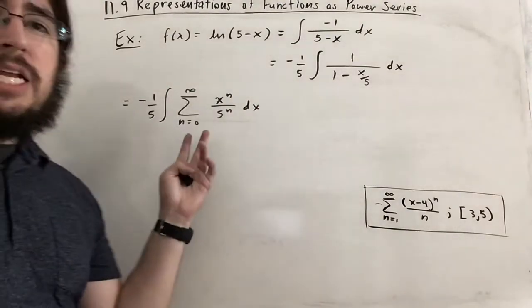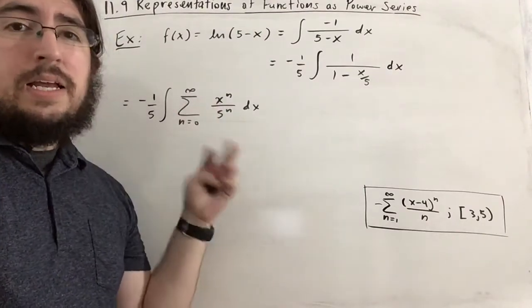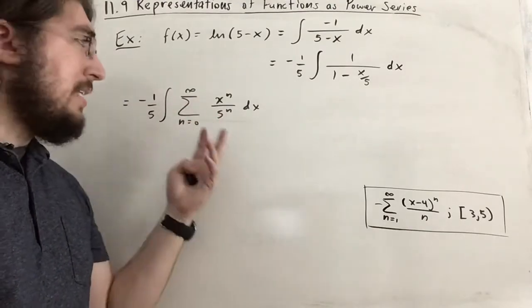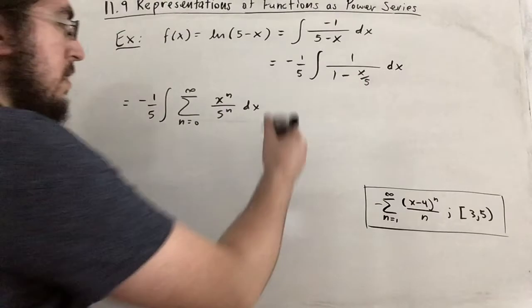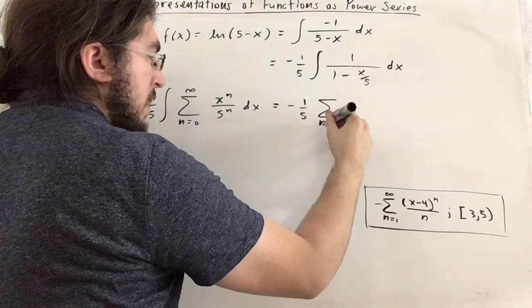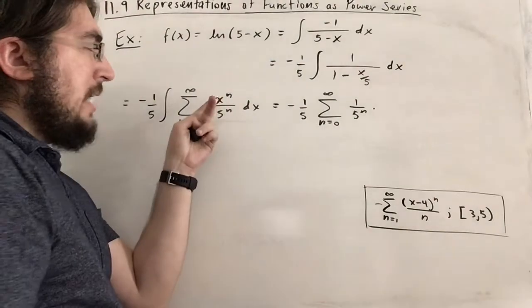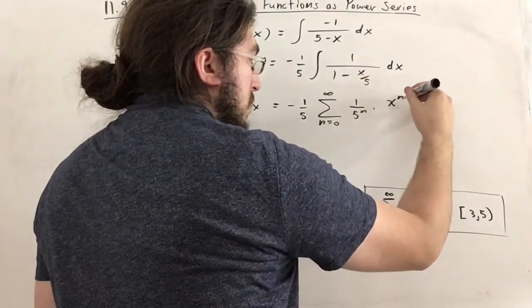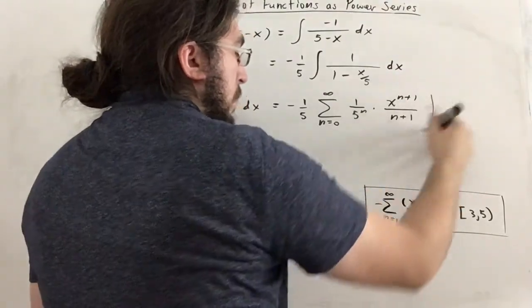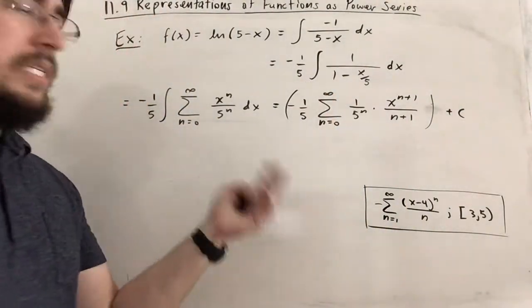dx. Now the antiderivative of x to the n over 5 to the n is just the antiderivative of really x to the n and then that over 5 to the n. Because since 5 to the n is a constant with respect to x, it doesn't really affect the antiderivative. So this is negative 1 over 5 sum from n equals 0 to infinity of 1 over 5 to the n times antiderivative of x to the n is x to the n plus 1 over n plus 1, and then no dx now. But what we still do have though is plus c now, because when you antiderive you get plus c.